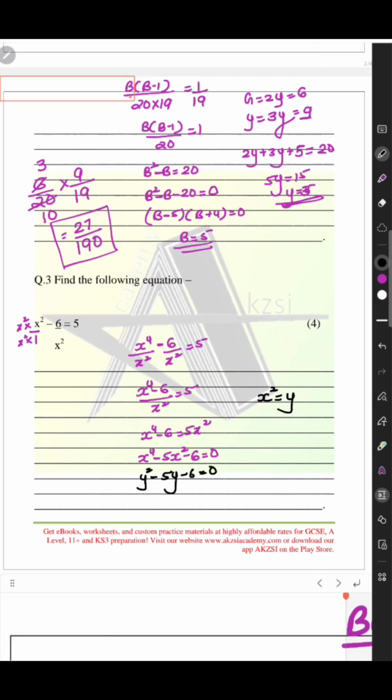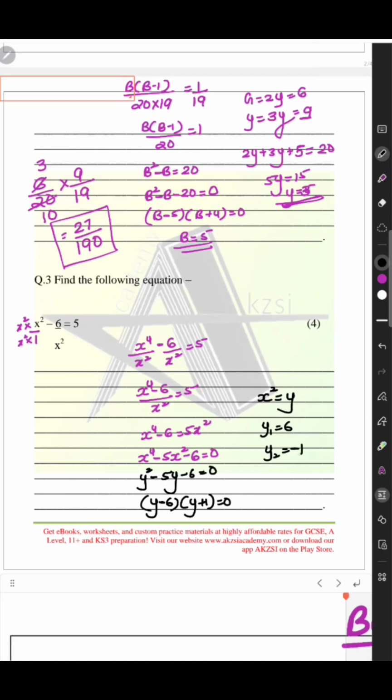This is a basic quadratic. The sum should be minus 5, the product is minus 6, so the factors are minus 6 and plus 1. (y minus 6)(y plus 1) equals 0. From here, I'll get y1 as 6 and y2 as negative 1.